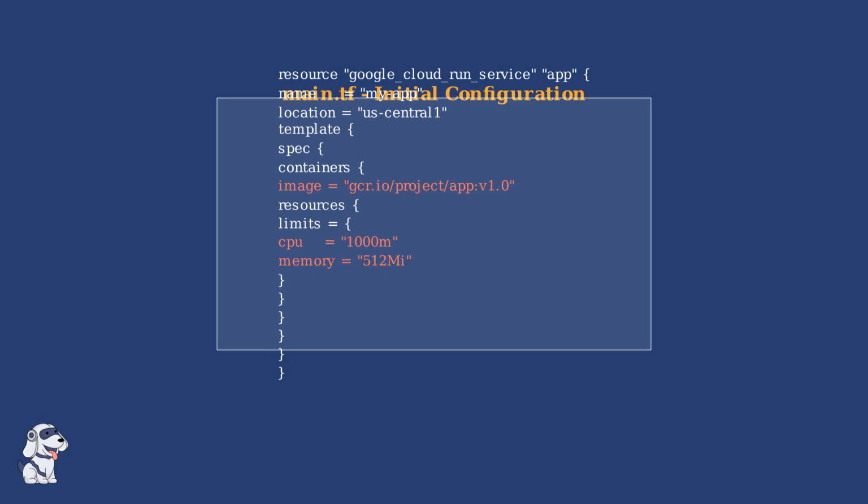Here we have our initial Cloud Run service configuration. The service is currently running version 1.0 of our application container, with CPU limited to 1000 millicores and memory limited to 512 megabytes. Now let's demonstrate how to update these configurations.